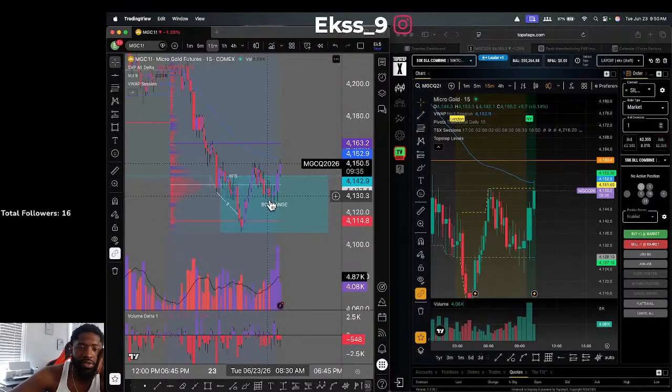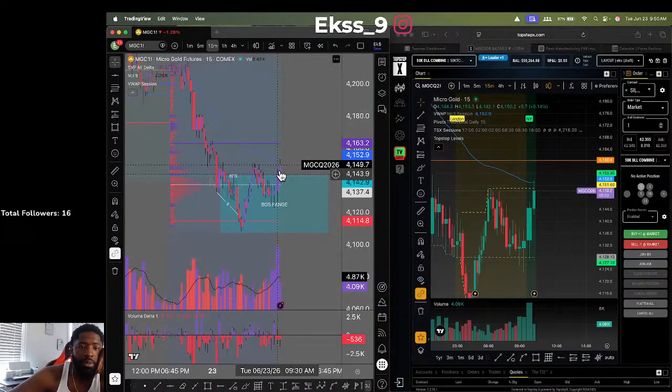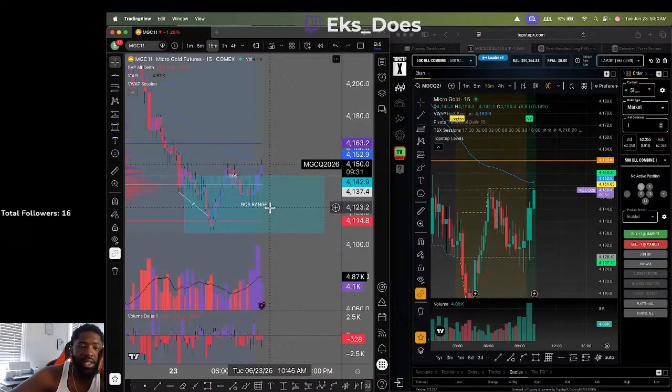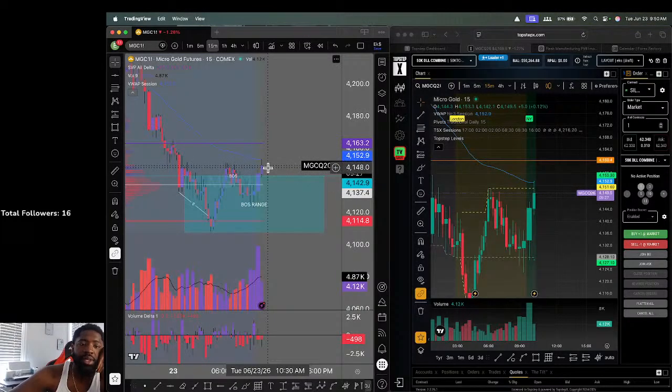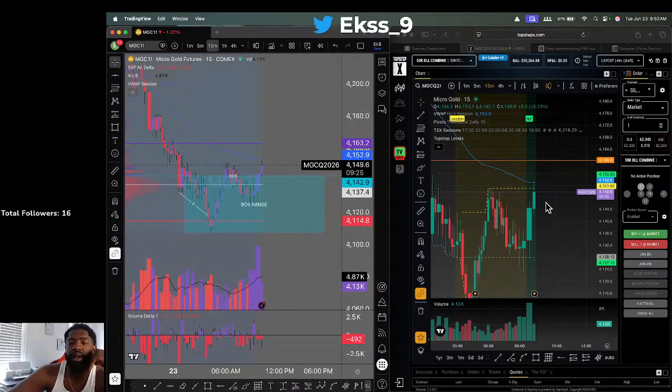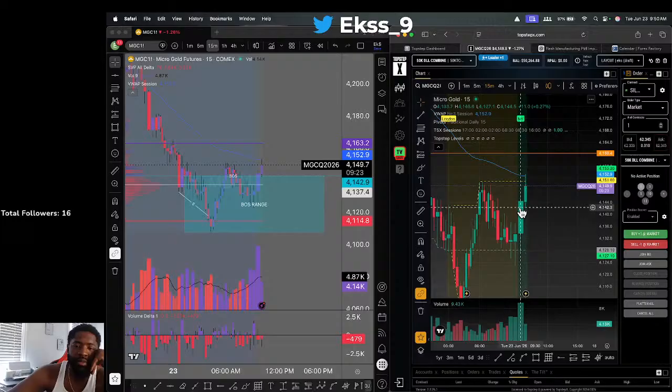And then we have a return into this zone where more buyers stepped in. So this is a bullish setup, right? And if I did get into this setup, I would be a little in profit. I would have made a couple dollars.